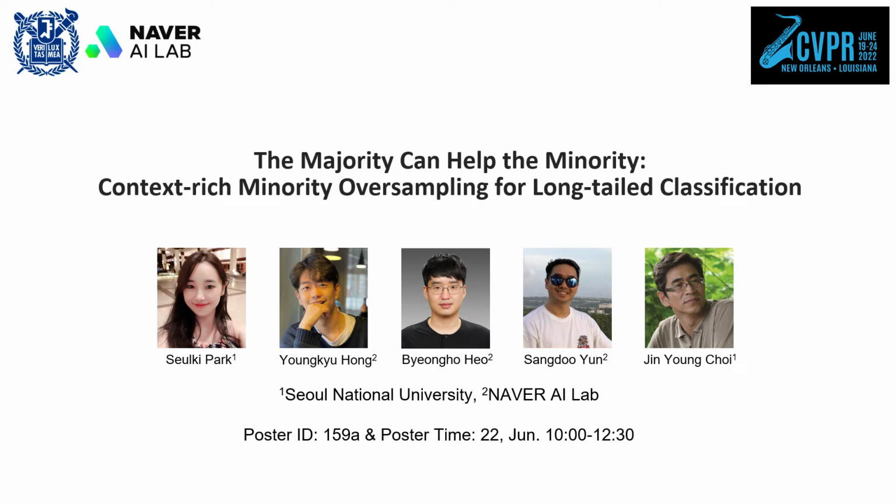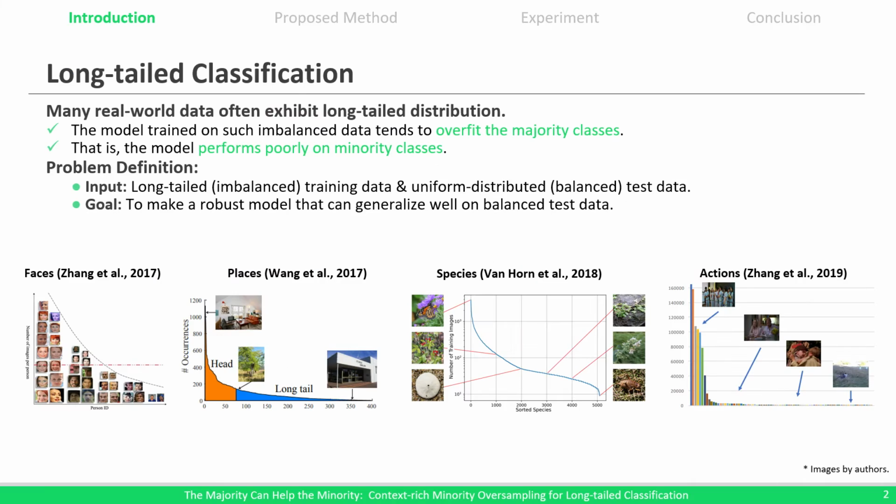Now I'll present our work, The Majority Can Help the Minority: Context-Rich Minority Oversampling for Long-Tailed Classification. In practice, much data often exhibits a long-tail distribution. A model trained on such imbalanced data tends to overfit the majority classes. Therefore, long-tail classification aims to make a robust model while training on an imbalanced dataset.